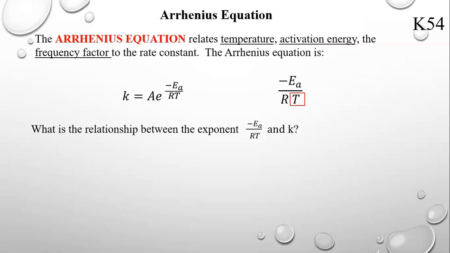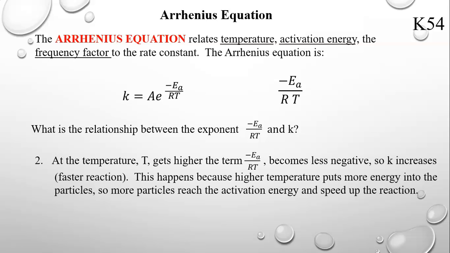Okay, what is the relationship between the exponent negative EA over RT and K? So let's look at temperature now. As the temperature T gets higher, the term negative EA over RT becomes less negative. I know it seems weird because it's in the denominator, and you think as that gets bigger, it's going to make the overall fraction smaller. It is. It's going to make EA over RT smaller, but remember, it's a negative, and a negative exponent makes something smaller. So you kind of got to get your mind wrapped around that.